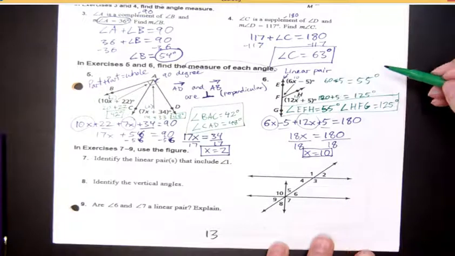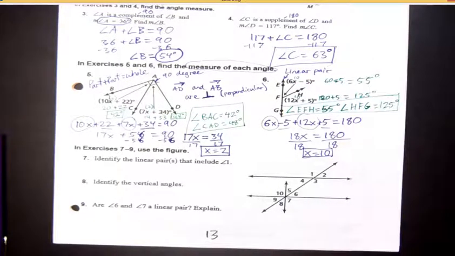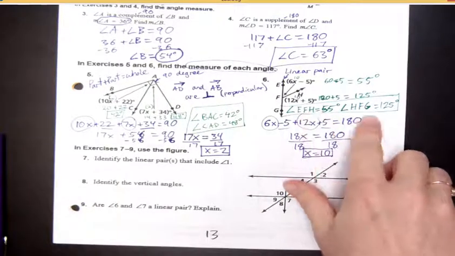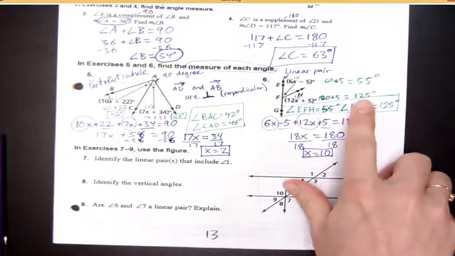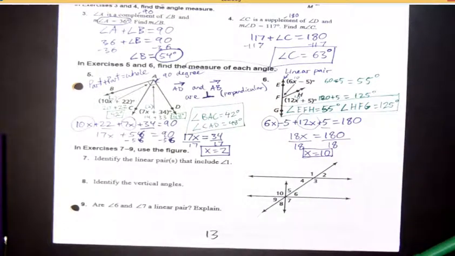Okay, one thing to note is these angles can be labeled either way. The vertex has to be in the middle, so that can go either way. And so these could have been HFE or GFH. You just have to make sure whatever your vertex is, the point is in the middle, but the other two letters can go in either order.